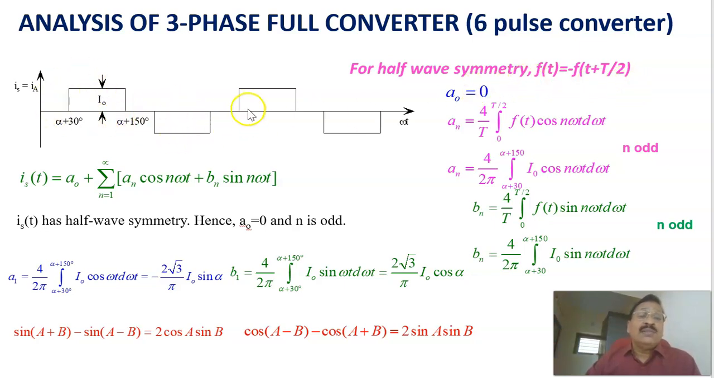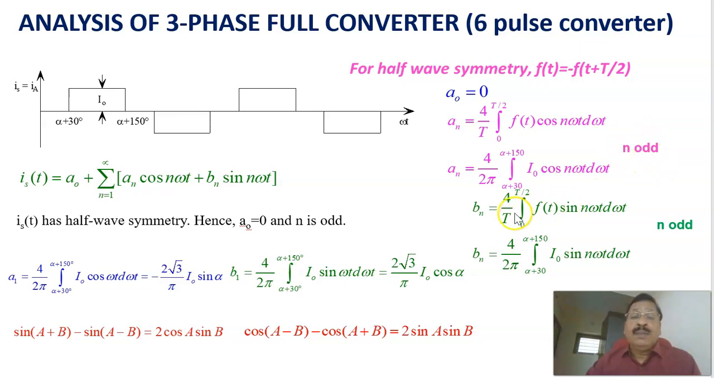If this waveform has half-wave symmetry, then the Fourier constant A naught becomes equal to 0, and an equals 4 by T integral 0 to T by 2 f(t) cos n omega t. It's a generalized equation. But in this case, the limits are alpha plus 30 to alpha plus 150, with T equal to 2 pi: 4 by 2 pi integral alpha plus 30 to alpha plus 150 of I naught cos n omega t d omega t. I naught is a constant current here. This is for n odd. Even harmonics are absent, only odd are present. That is, A1, A3, A5, A7 are present.